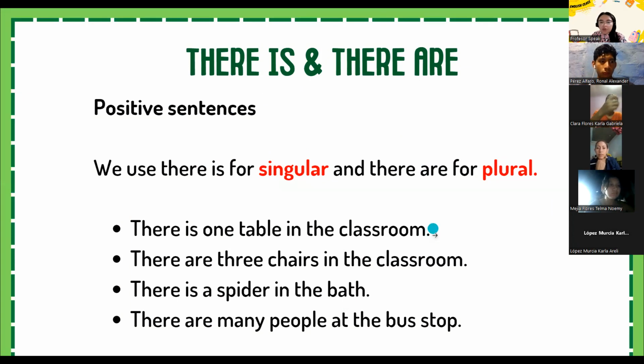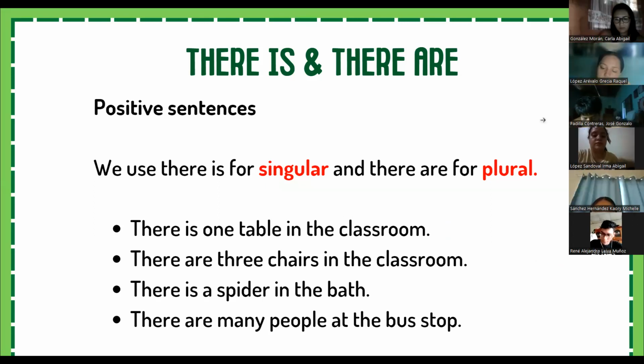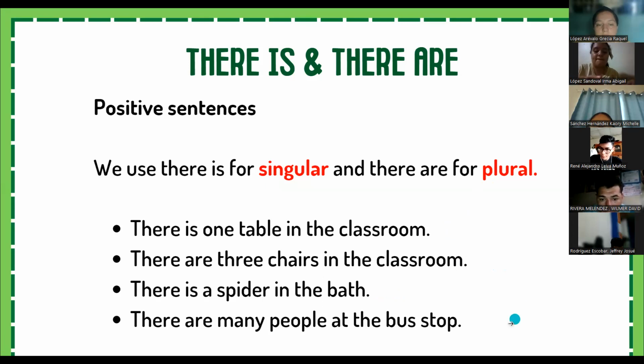Ingrid, read example number one, please. There is one table in the classroom. Okay, very good. Carla Abigail, example number two, please. There are three chairs in the classroom. Very good. Gonzalo, number three, please. There is a spider in the bath. Very good. René Alejandro, number four. There are many people at the bus stop. At the bus stop. Very good.